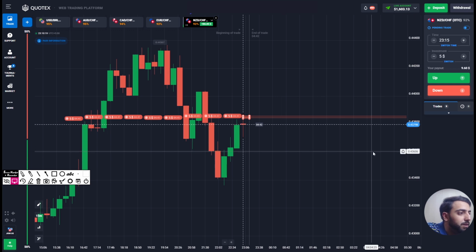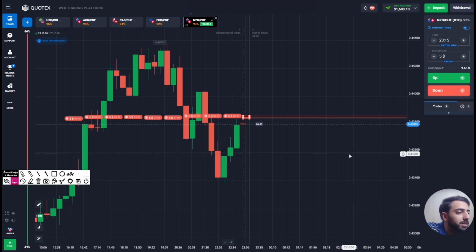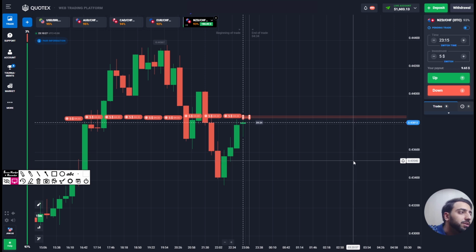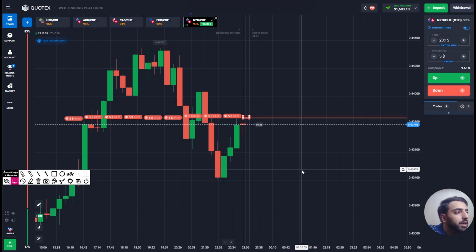So here you can see we are just about to win this trade. I'm damn sure this is going to be a winning trade, and I tell you everything about this trade. This is a 15-minute strategy that has worked almost most of the time, right?